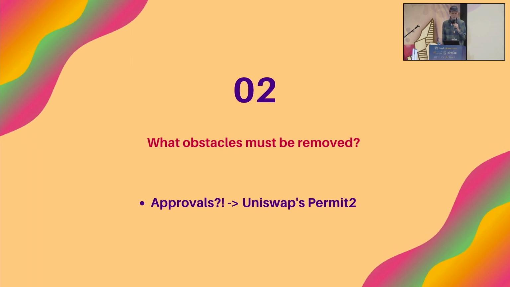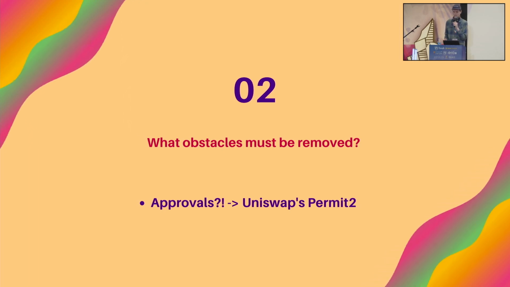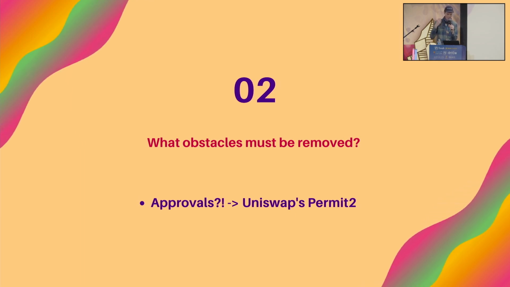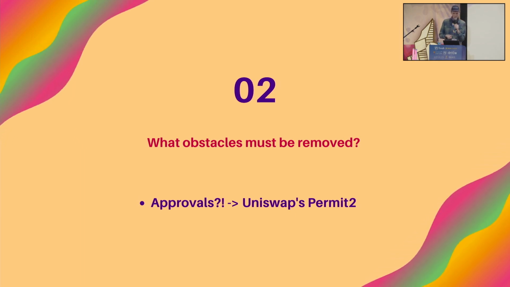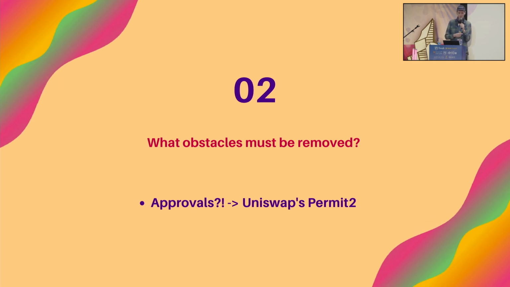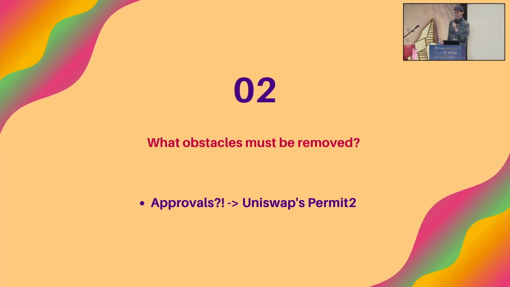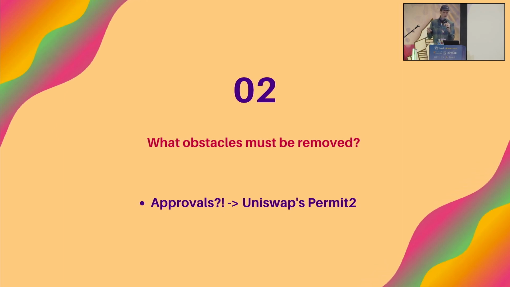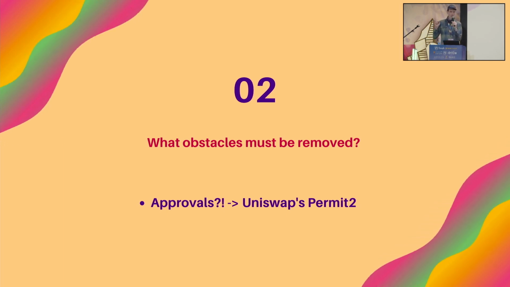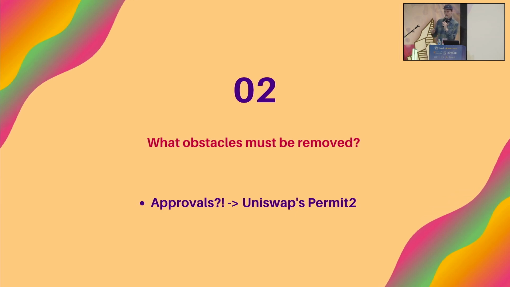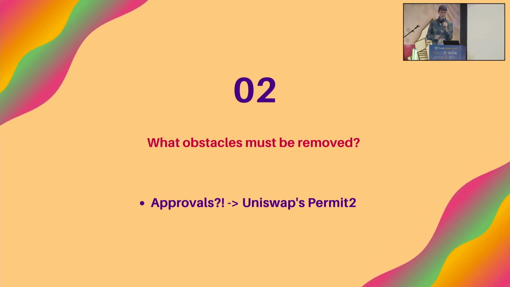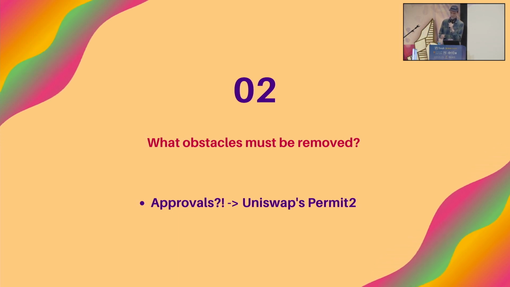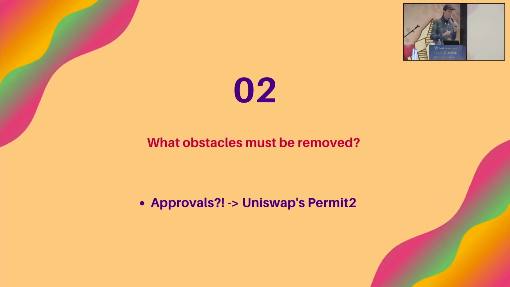What obstacles must be removed? Well, one thing I think is a really good example of a job to be done style improvement is Uniswap's Permit2. What Uniswap's Permit2 is doing is trying to abstract away the need for approvals, or at least the need to approve every single token in every single transaction that you're doing, because that's really, really annoying, obviously.